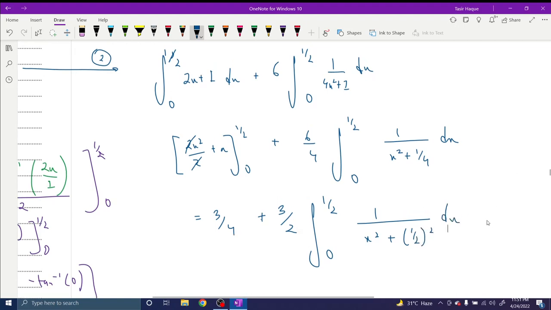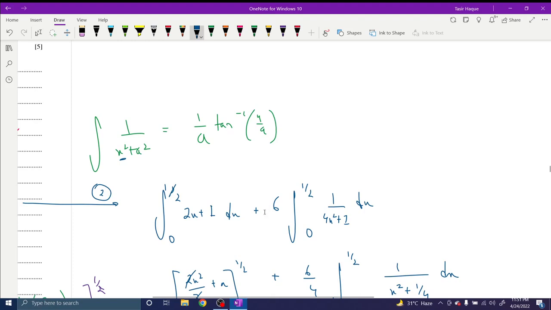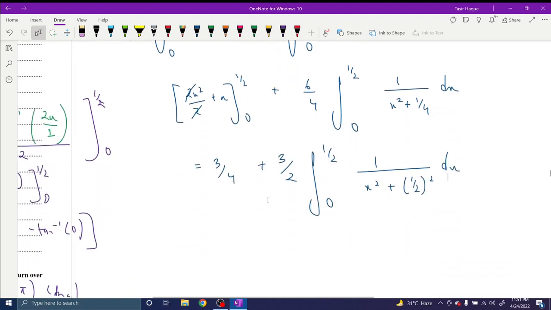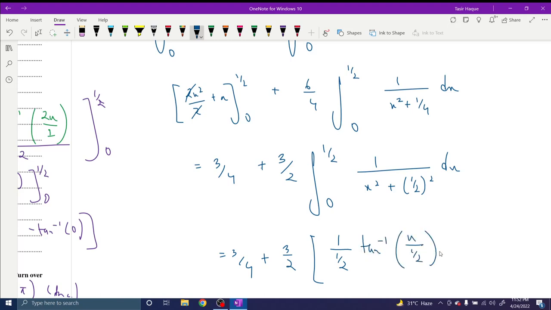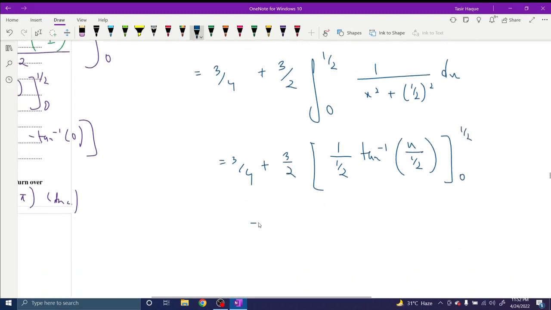Okay. Now look, it looks like our formula over here: 1 divided by x squared plus a square, right? So this is equal to 1 by a tan inverse x by a. So let's do it. If we integrate this, it's going to turn into 1 by a, which means 1 divided by half, tan inverse x divided by half, 0. This is it. So we end up with 3/4 plus 3/2.